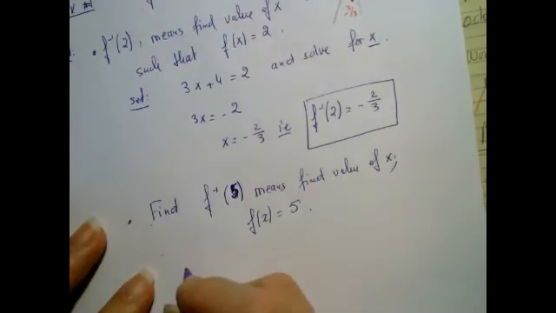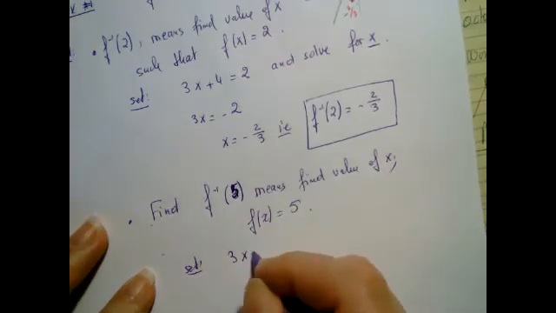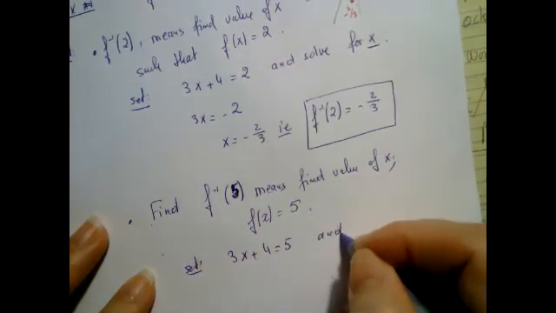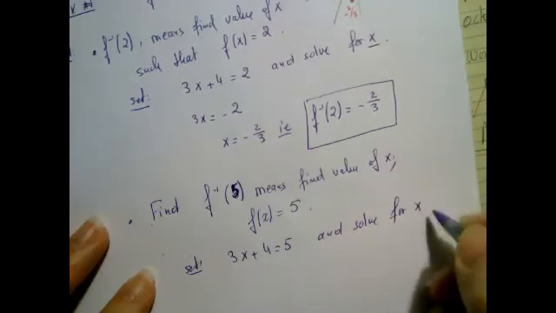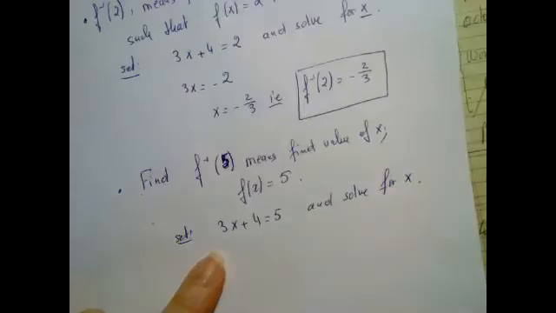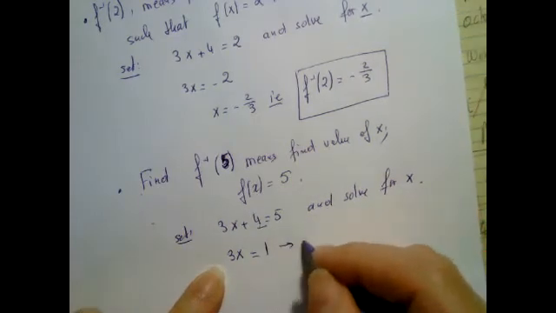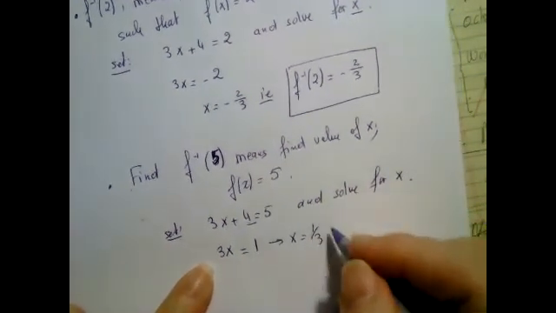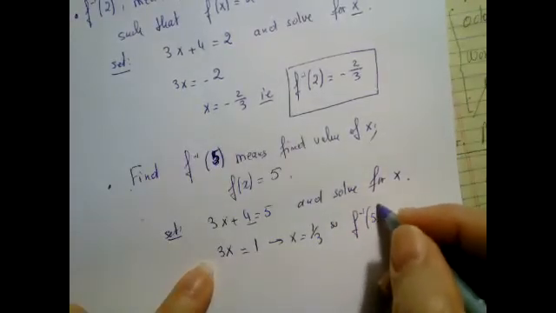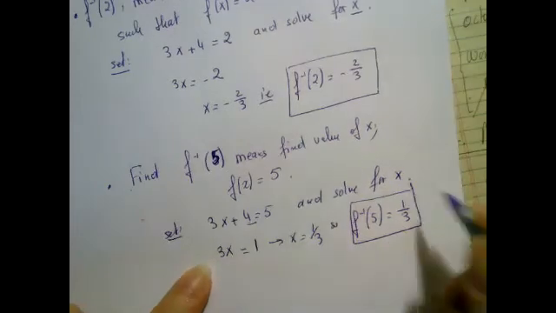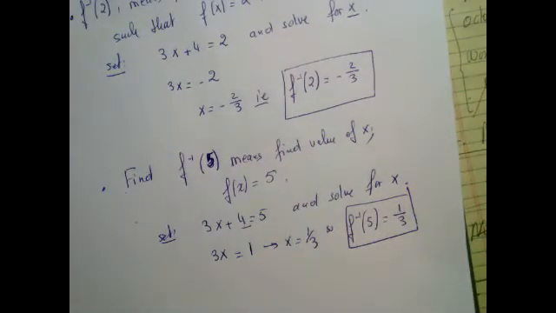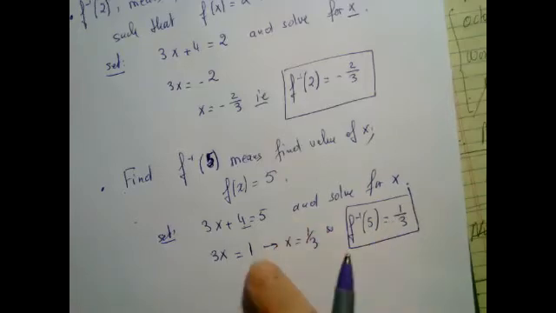I'm going to repeat verbatim the same approach. We're going to get 3x plus 4 equal to 5 and solve for x. So what do we get? Subtracting 4 from both sides gives me 1. It means x is 1/3. So f inverse of 5 will be 1/3. Are you with me? Let me ask you a simple question. If I want to ask you to find f inverse of 10, are we going to do the exact same thing? We're going to set 3x plus 4 equal to 10 and solve for x.